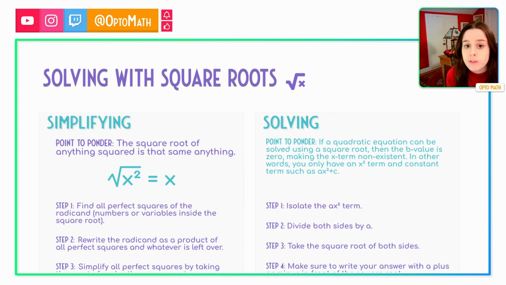Right off the bat we have a point to ponder: the square root of anything squared is that same anything. For example, if we have the square root of x squared, it's just x, because it's a square root. Keep that in mind, that's the reason why we can solve by square roots like we do, and we can simplify square roots.